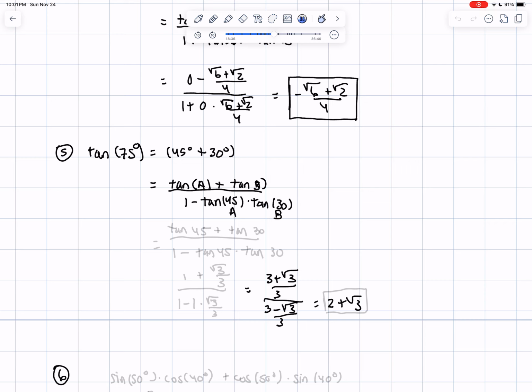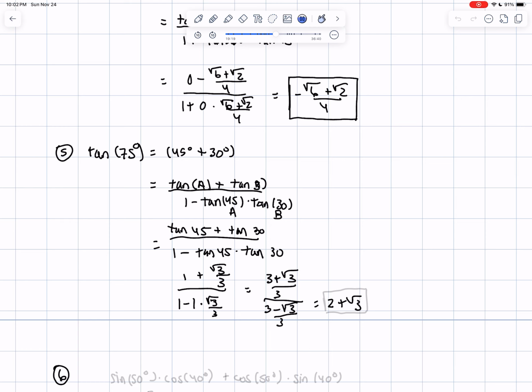A and B, I put the values in. Tangent of 45 plus the tangent of 30 over 1 minus tangent 45 times tangent of 30. Well, we already know what these values are on our chart. So tangent of 45 we know is 1. What about the tangent of 30? The tangent of 30 is square root 3 over 3 over 1 minus 1 times square root 3 over 3.